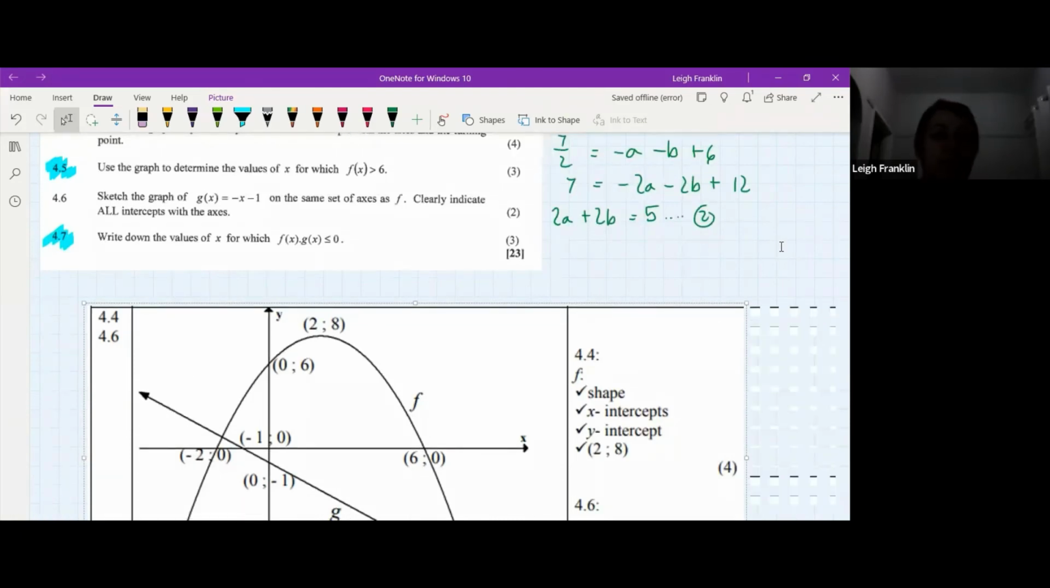All right, so they said to us, use the graph. So we have to use the graph. We can't do it algebraically. Use the graph to determine the values of x for which f(x) is greater than 6. Right? What does that mean? What are we doing here exactly? Anyone got any ideas? Let's see what you guys say.